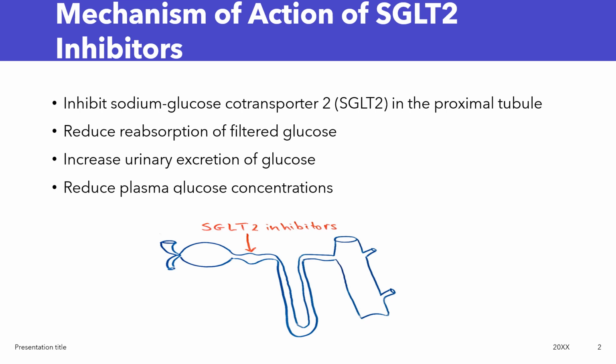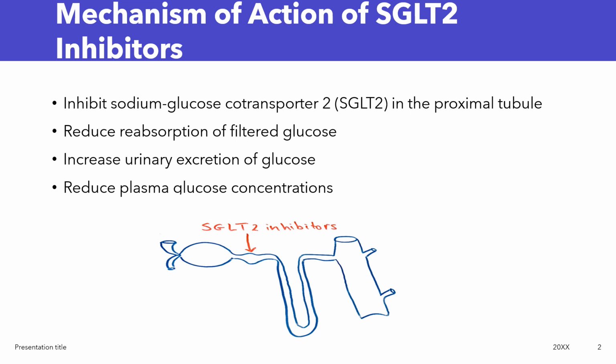How do SGLT2 inhibitors work and how do they help in type 2 diabetes? SGLT2 inhibitors inhibit the sodium glucose cotransporter 2 or SGLT2 in the proximal tubule, as seen in the picture below. SGLT2 is the main site of reabsorption of filtered glucose. So by inhibiting SGLT2, they reduce the reabsorption of filtered glucose. What does that lead to? That leads to an increased excretion of glucose in the urine.